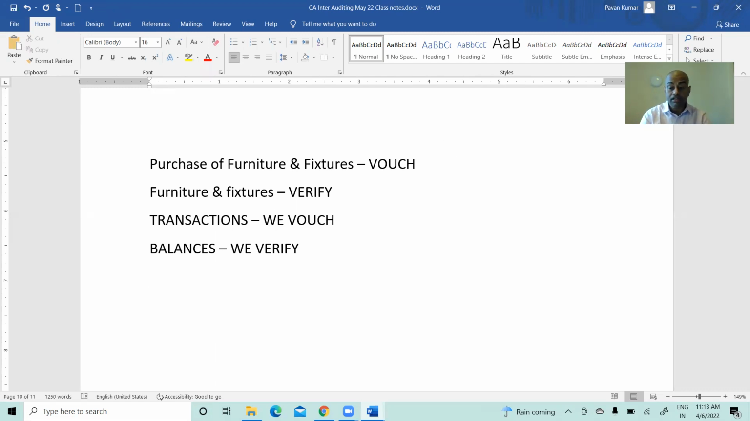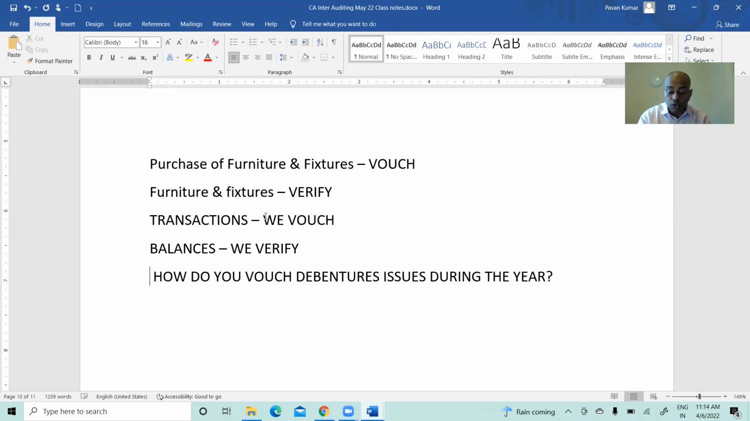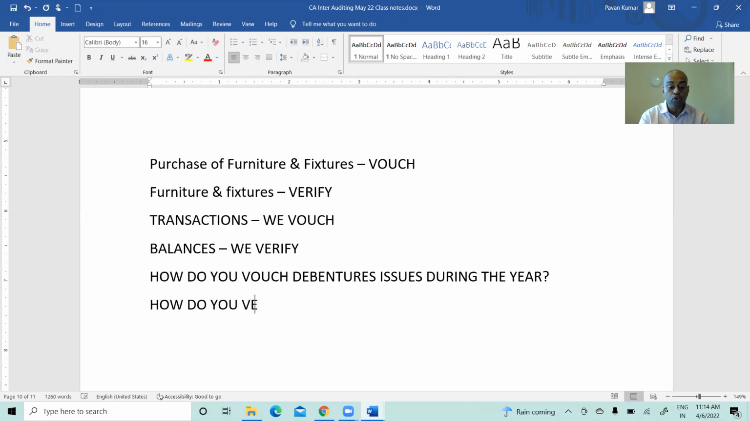And for example, how do you vouch debentures issued during the year? Debentures issued during the year is a transaction. How do you verify debentures? This is a balance, because debentures in the balance sheet is a balance, no? But if you issue debentures, it is a transaction.